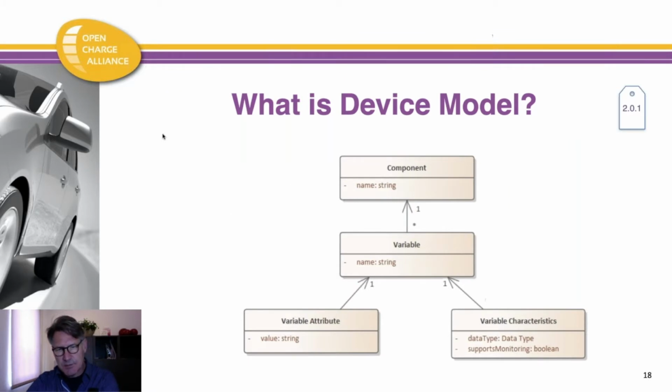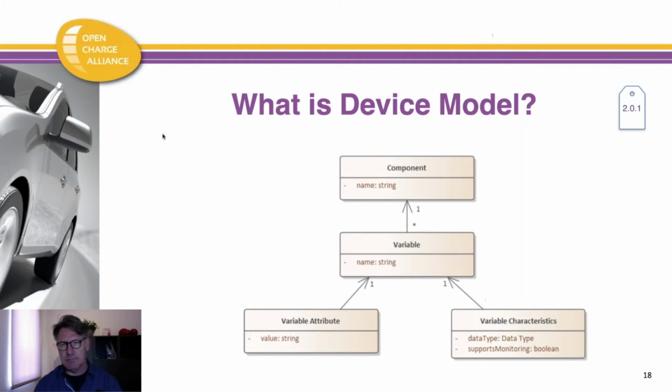Now, first, the device model. For those of you who are not really familiar with it, I think it is important that I quickly explain again what it's all about. The device model allows the charging station to report components that it has, and the components that you can read and configure and do something with. For each component, it will also report a number of variables that you can set or read. And each variable has attributes like its value and characteristics like its data type.